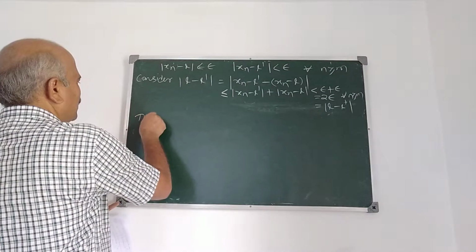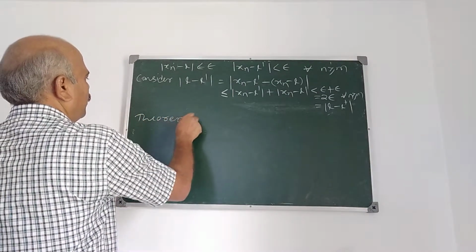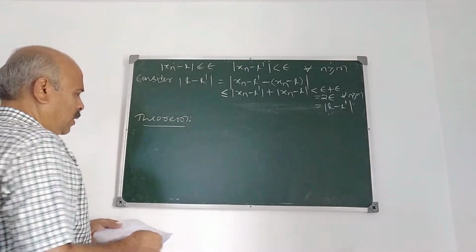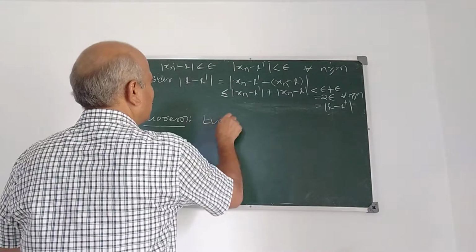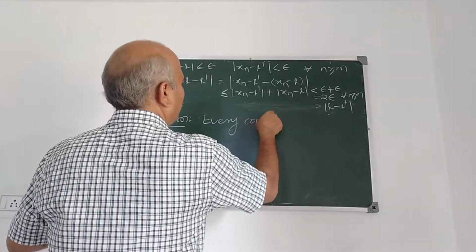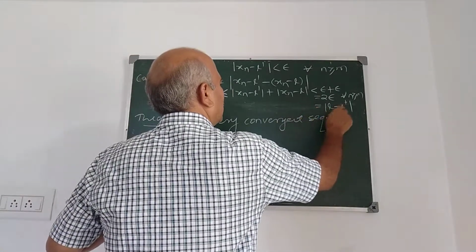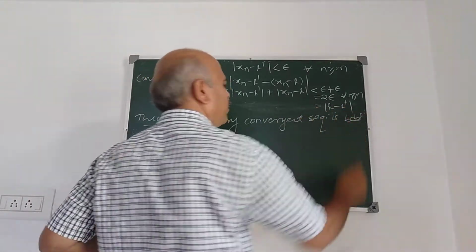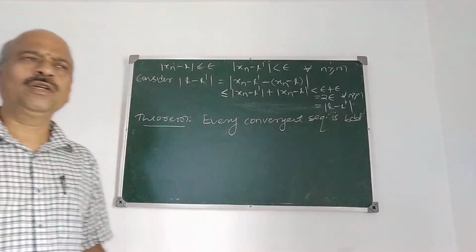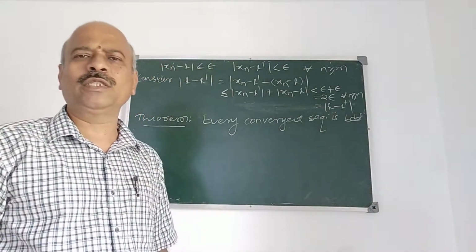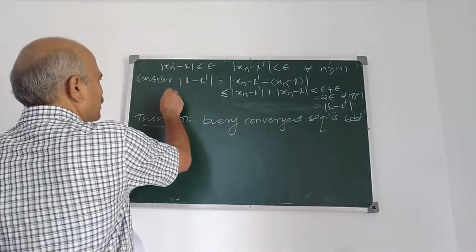Now, the next result is: every convergent sequence is bounded. Every convergent sequence is bounded. In the last video I explained when we say that a sequence is bounded. What do you mean by a sequence is bounded?